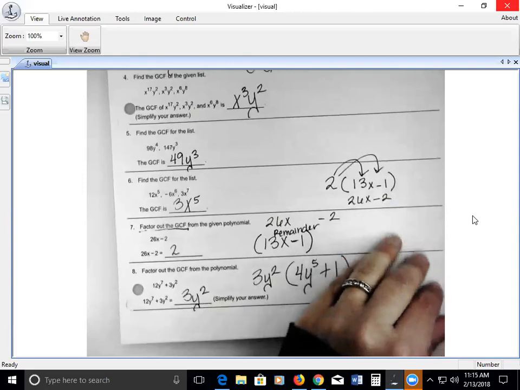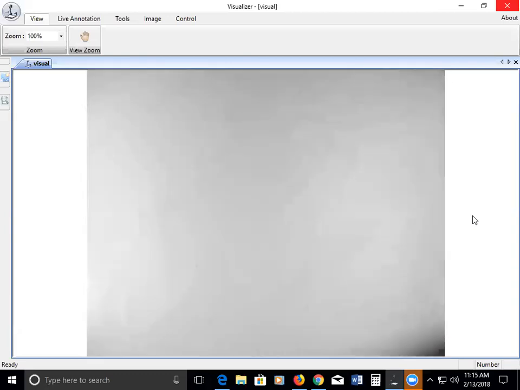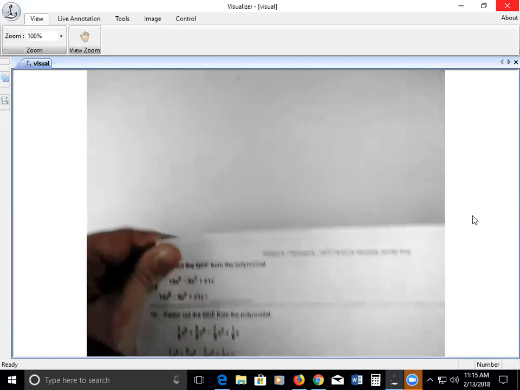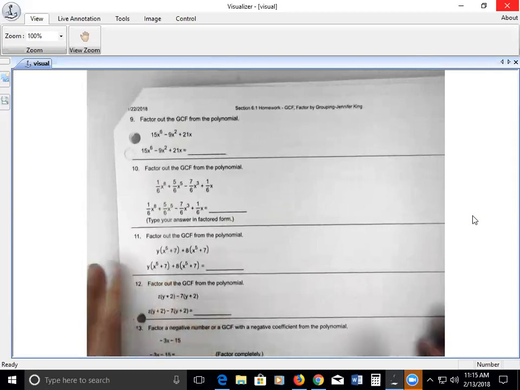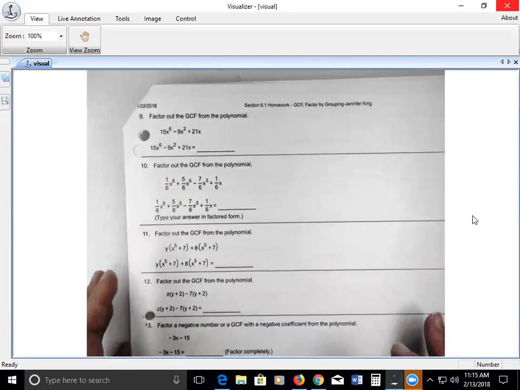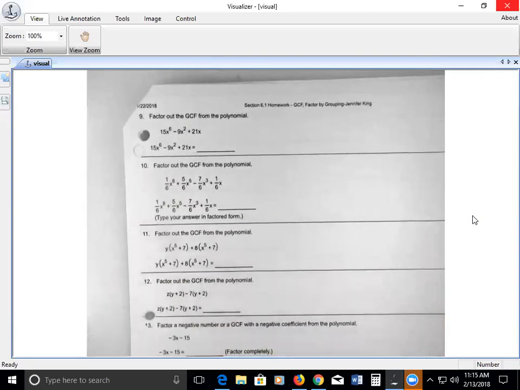Okay, questions on that first page? Awesome. Okay, factor out the GCF from number 9. I'm going to let you do 9 by yourself. That's a good one. If you can do 9, then you're obviously understanding the concept of what's occurring.